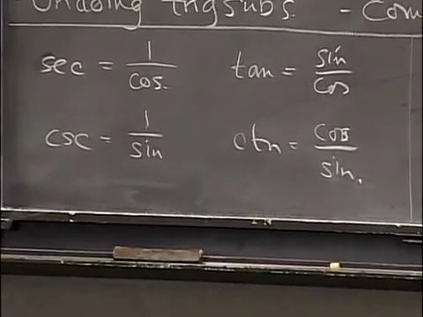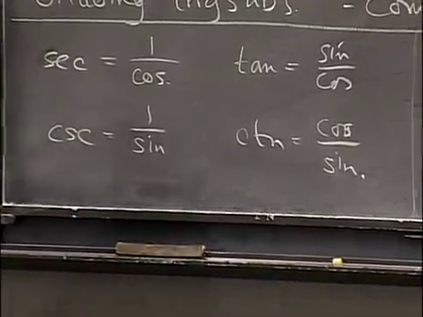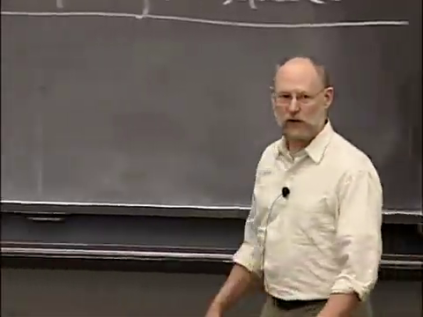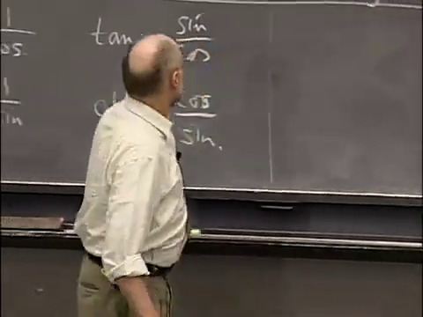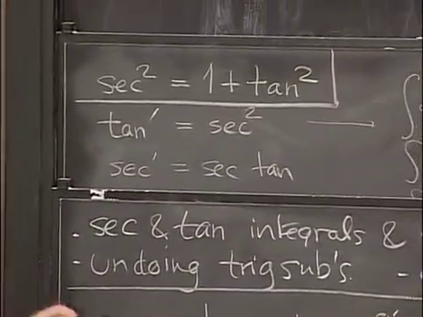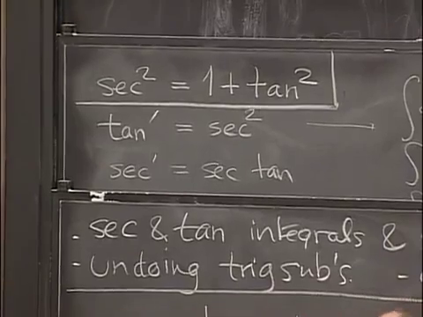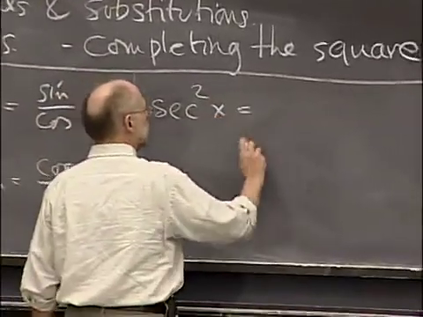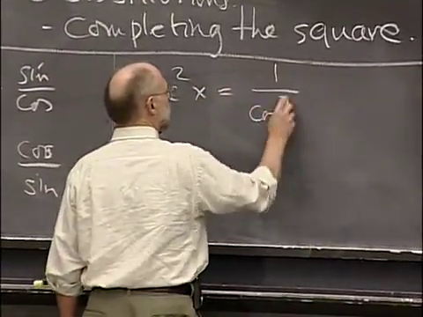Well, I have a few identities involving tangent and secant up there in that little prepared blackboard. Maybe I'll just go through and check them out to make sure that we're all on the same page with them. So I'm going to claim that there's this trig identity at the top. Secant squared is 1 plus the tangent squared. So let's just check that out.